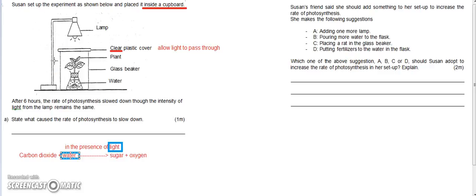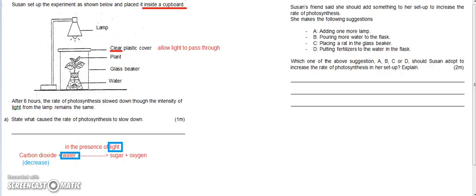So what happened is, in this container here, the carbon dioxide contained within the air in the container is slowly being used up by the plant for photosynthesis. So the amount of carbon dioxide will decrease. And when carbon dioxide decreases, what will happen? The photosynthesis will also decrease. So when this decreases, the whole photosynthesis will also decrease.